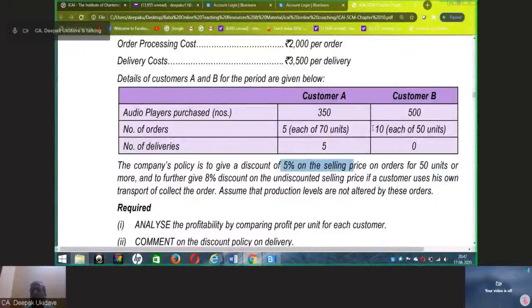You have to calculate profit per unit of each customer and comment on the discount policy on delivery. Is it in order or not? Is the discount in order, on delivery particularly? Because it's worth wondering why zero deliveries for customer B. Customer B is picking up the goods on his own, and therefore there is no delivery required, no delivery cost. On top of that, an 8% discount is given, right?